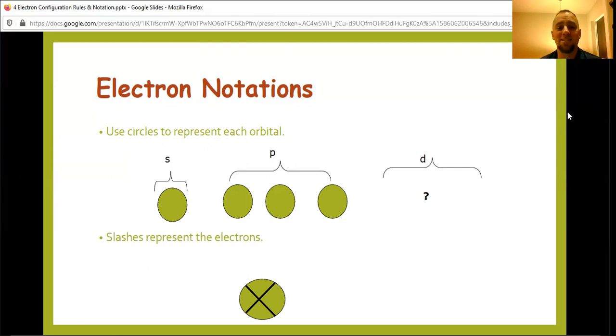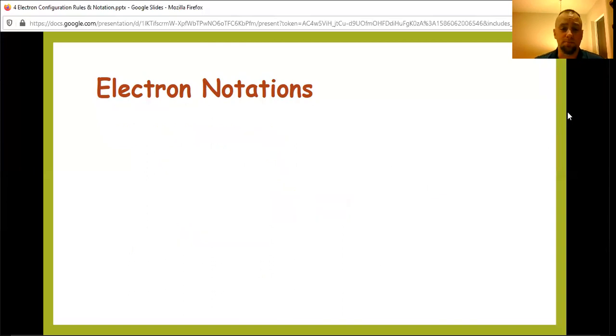So if I had an S orbital, an S orbital can hold a maximum of 2 electrons. So I'll put the 2 slashes in there to represent those 2 electrons. If you remember, a P orbital can hold a maximum of 6 electrons. So what I have represented here by the 3 circles, each of those circles can hold 2 electrons. Also, each of those circles represents the position relative to the x-axis for that magnetic quantum number.